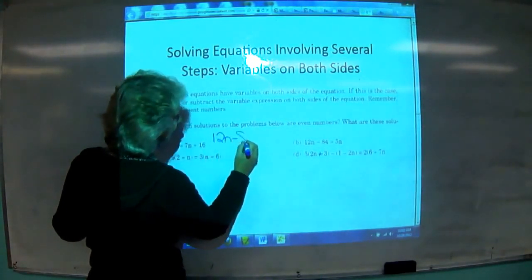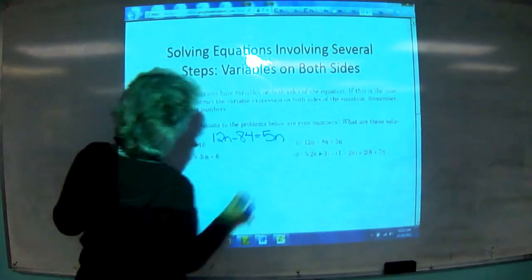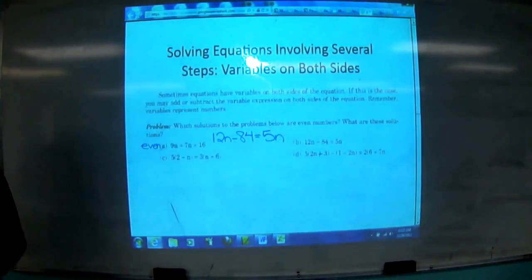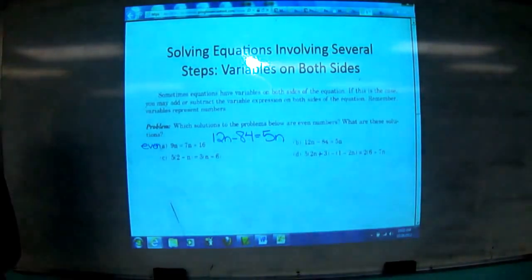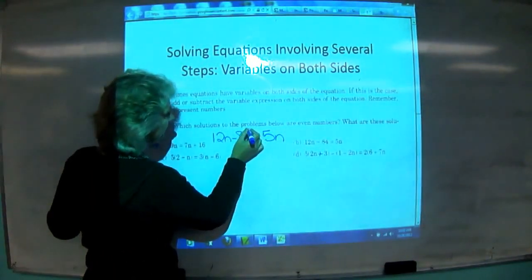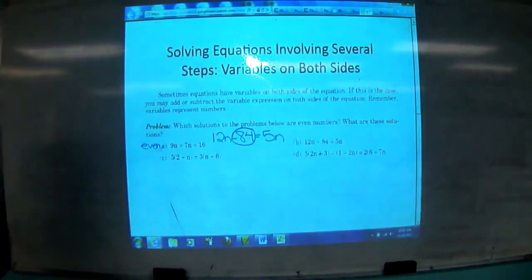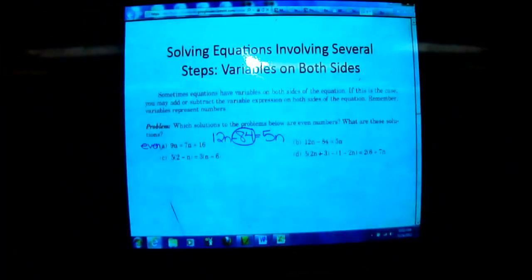12n minus 84 equals 5n. In this case, one of the things you can do that makes it really easy to see what the integer is, look at this. You isolate the integer and the operator. So what are you trying to get by itself? What number is it? Negative 84.